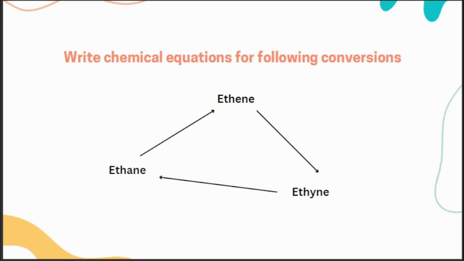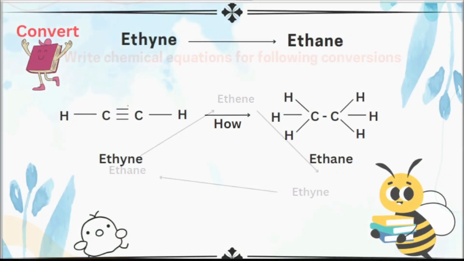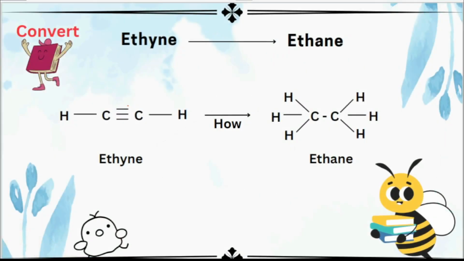That is starting from ethane, going through ethene, then ethyne, and finally from ethyne to ethane. So it's a cyclic change. Let's start the reaction, the conversion of ethyne to ethane.